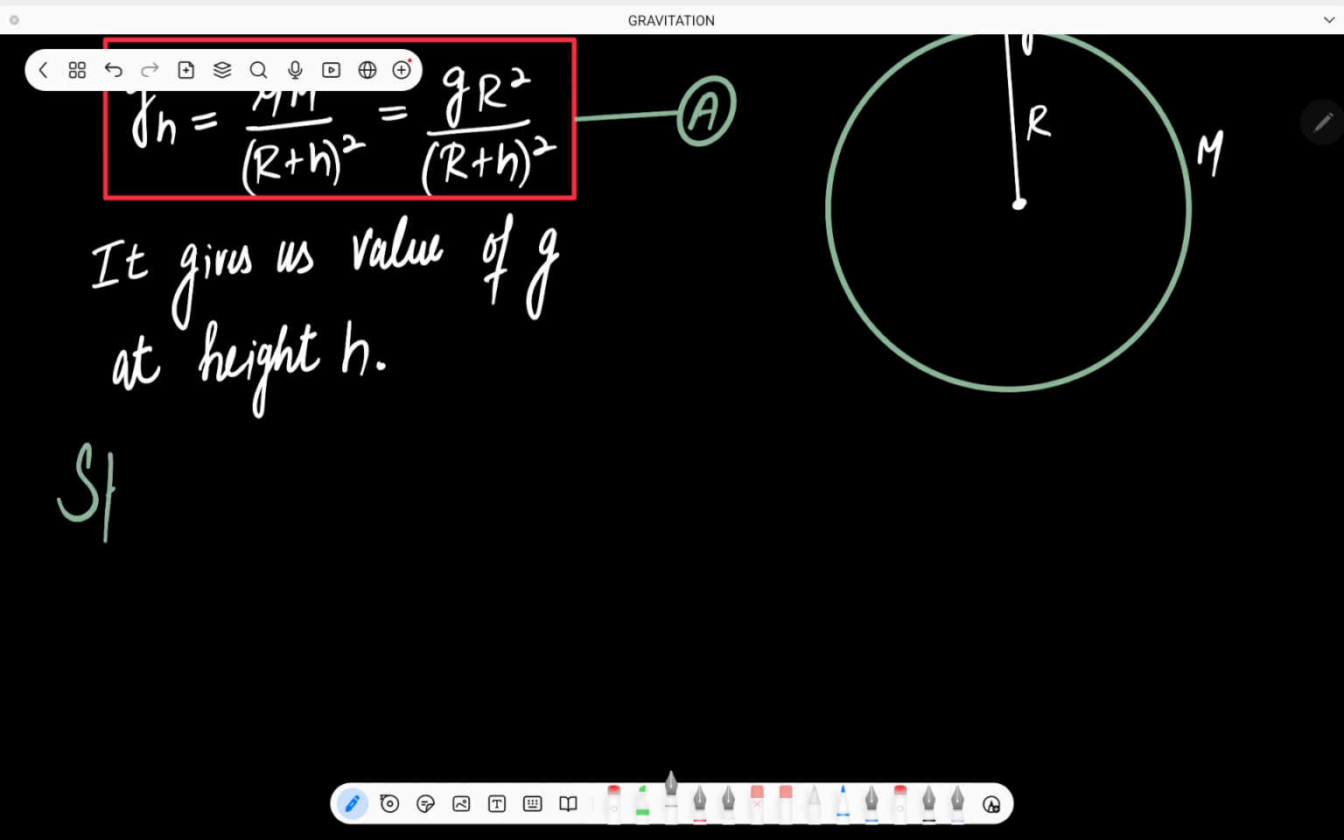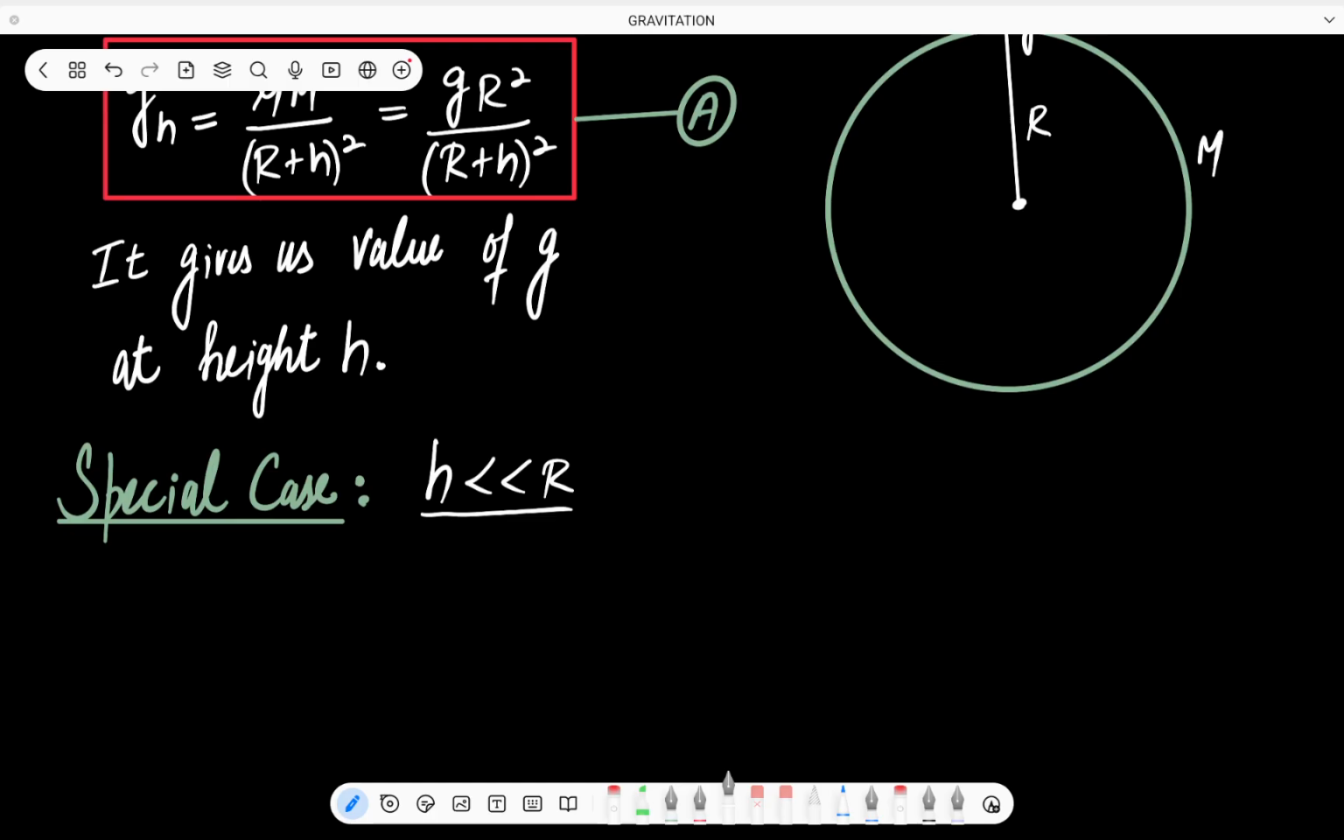Let me write down here, my dear NEET and JEE aspirants, that the special case is something like this: if this h is very, very small compared to R. For example, you have to calculate acceleration due to gravity at a height of 5 kilometers. Now this 5 kilometers is very, very small compared to the radius of Earth. And what's the radius of Earth? 6,400 kilometers. This is what I mean to say, that h is very, very small compared to R.